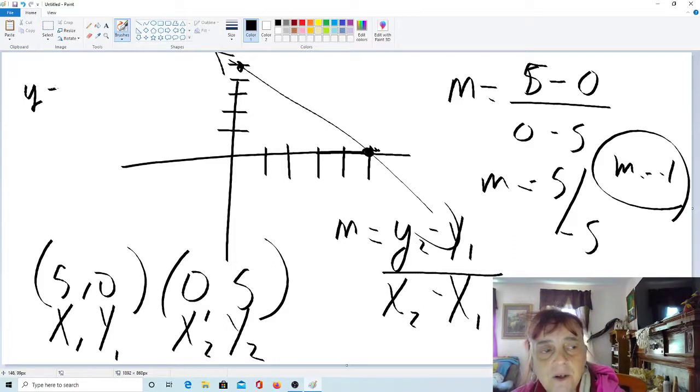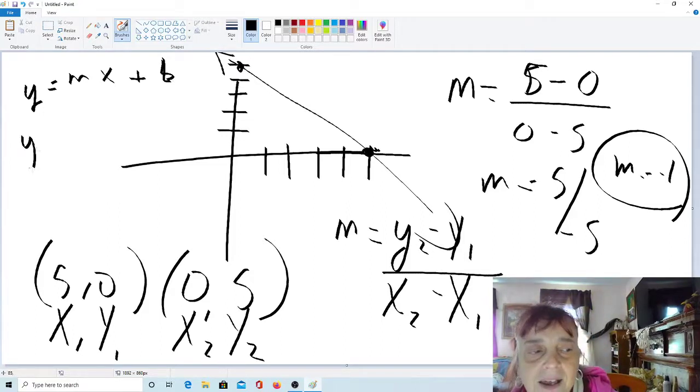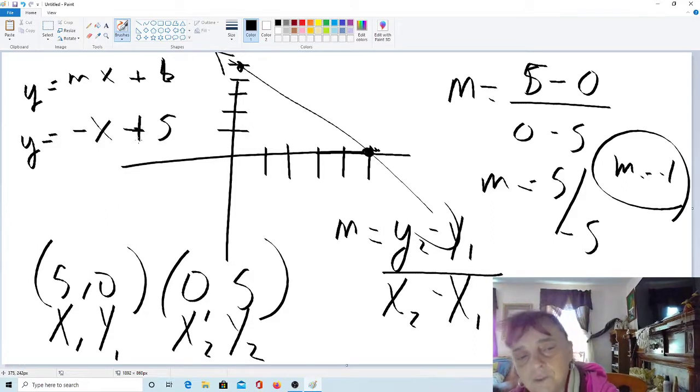Now your slope-intercept form is y equals mx plus b. B is my value of where y crosses the y-axis. M is my slope. We just found the slope is negative 1. So y is negative x plus 5. So that's the equation for this line.